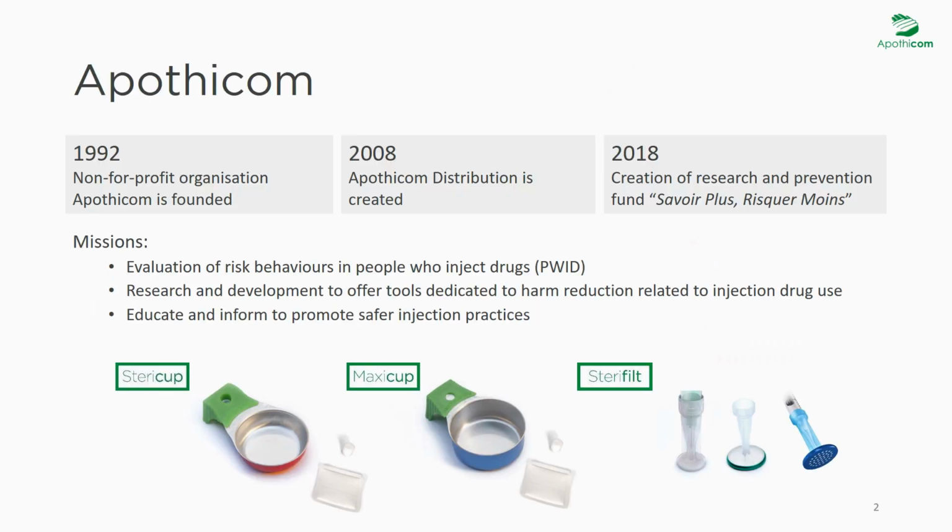Before starting the presentation, I would like to say a few words about Apoticum, which was founded in 1992 as a non-for-profit organization by physicians who wanted to improve injection drug use practices and also promote safer ways to use by injection. With the development of the first injection tools and the increased need for them, Apoticum distribution was created in 2008 and distributes harm reduction products in more than 25 countries today.